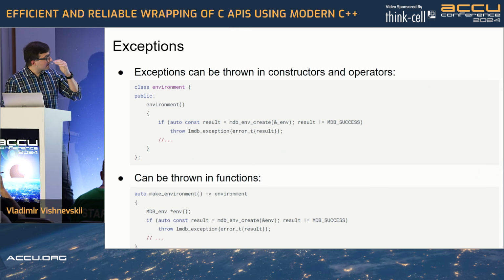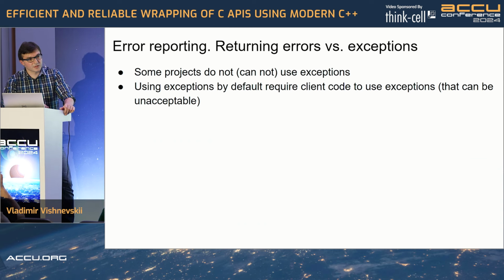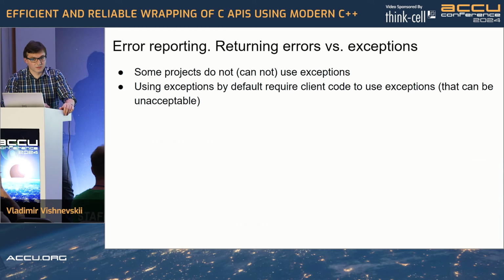Some projects do not use exceptions or cannot use exceptions. There are industrial standards limitations regarding exceptions. There is still an argument about exceptions. An important thing to consider is that if exceptions are used as a standard mechanism to report and propagate errors, there is a possibility that this binding will not be reusable, because it cannot be used by projects that do not allow exceptions for some reason. So in general, this is an important consideration for library developers.